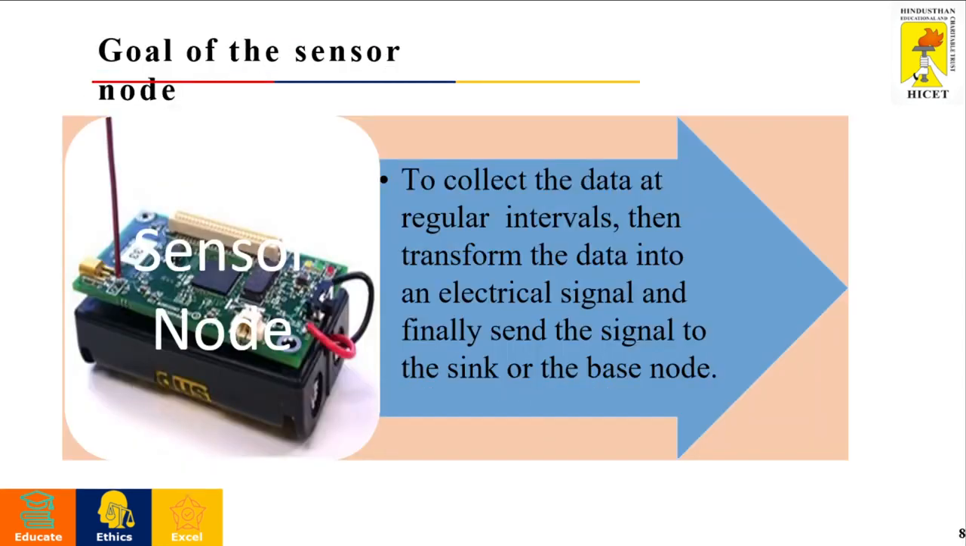So the goal of the sensor node is to collect the data at regular intervals, then transform the data into an electrical signal, and finally send the signal to the sink or base node.